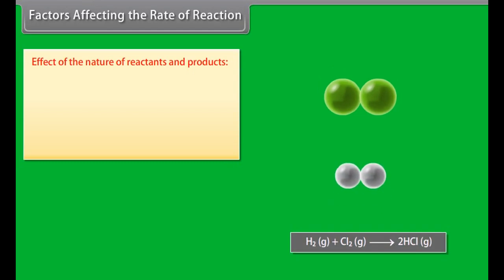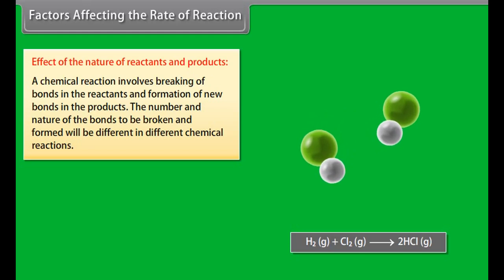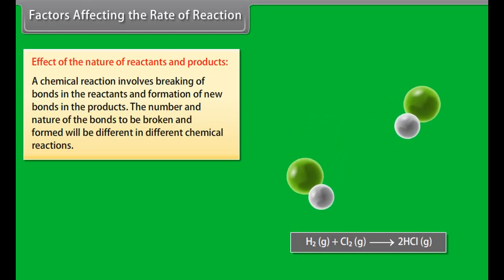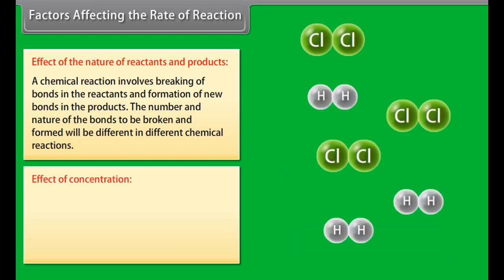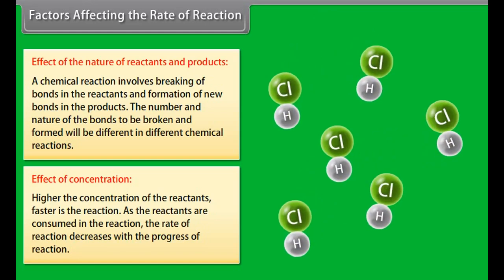Factors affecting the rate of a reaction. Effect of the nature of reactants and products. A chemical reaction involves breaking of bonds in the reactants and formation of new bonds in the products. The number and nature of the bonds to be broken and formed will be different in different chemical reactions. Effect of concentration: higher the concentration of the reactants, faster is the reaction. As the reactants are consumed in the reaction, the rate of reaction decreases with the progress of reaction.